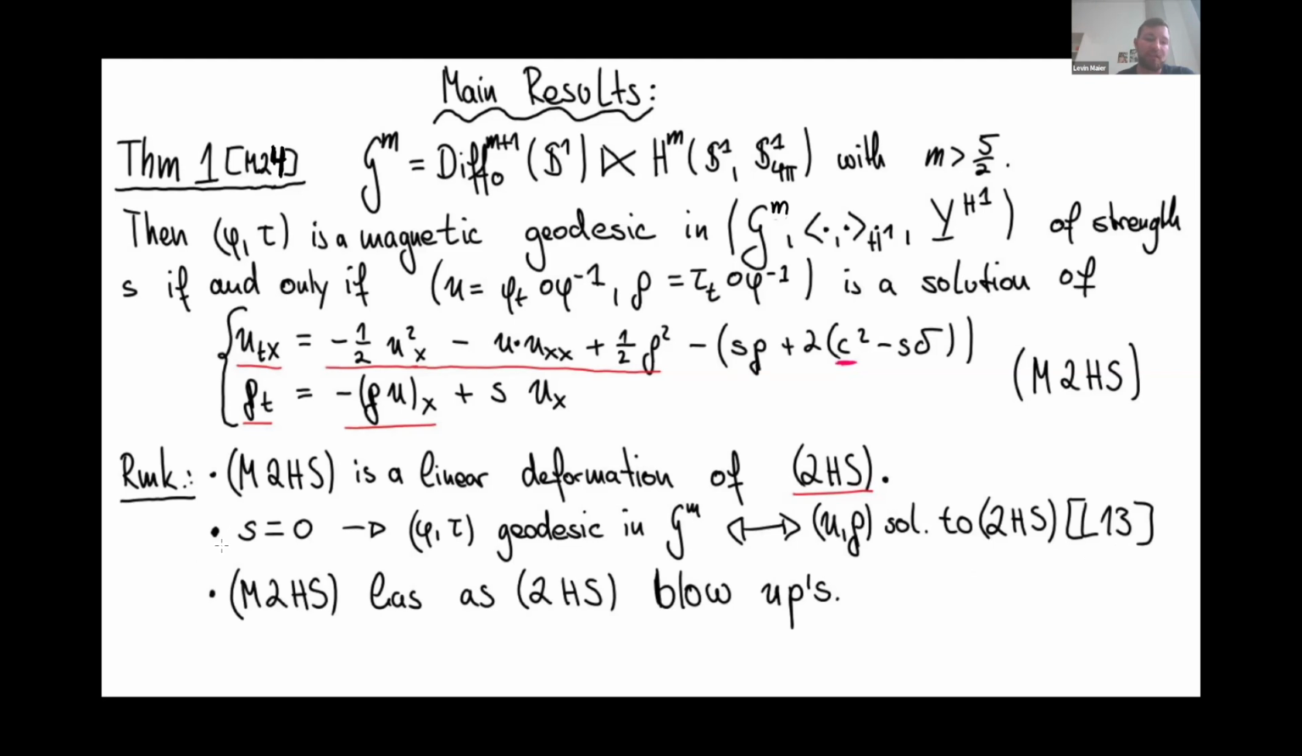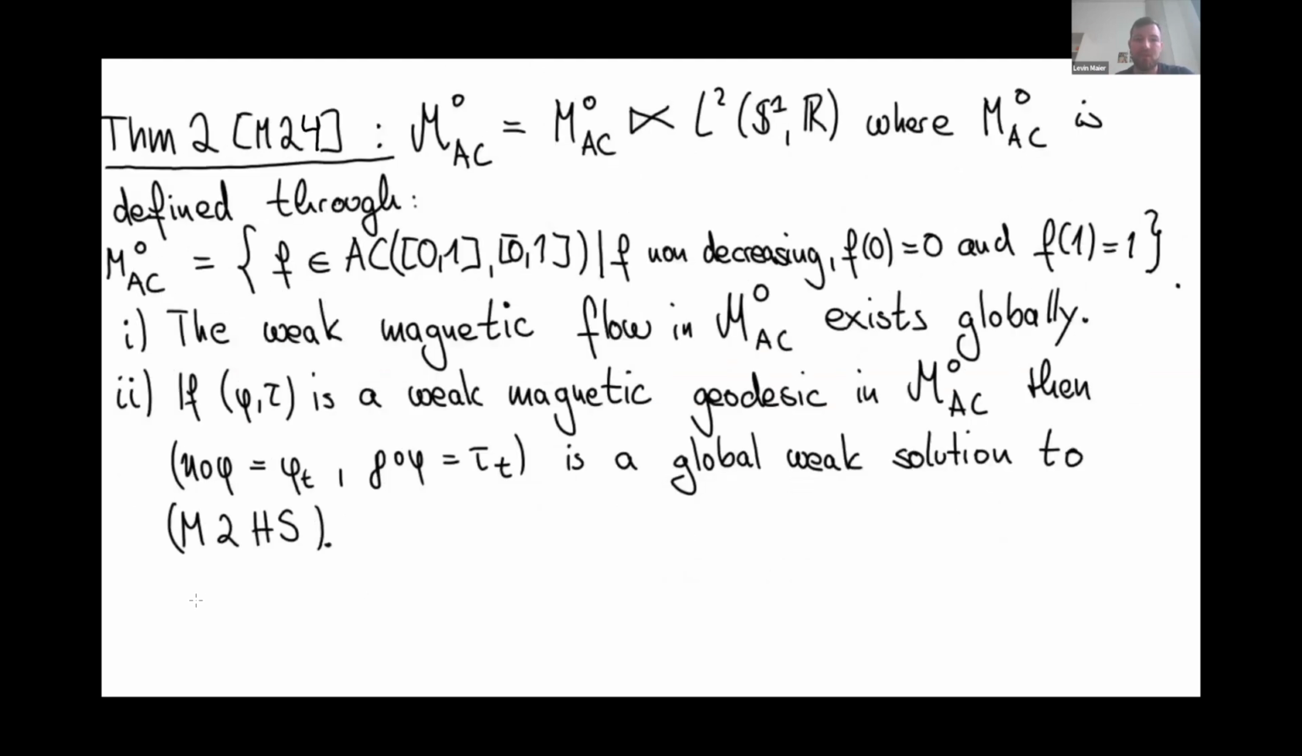I use geometry later on to get explicit criteria for when the PDE has blowups. And to continue here, one can go, as always with PDEs, to a completion, so I constructed here a completion of the space, which is the natural completion here, where M0 is the space of absolutely continuous functions from [0, 1] to [0, 1], where f is non-decreasing and fixes the endpoints. Then the first remark is the weak magnetic flow on that space exists globally.